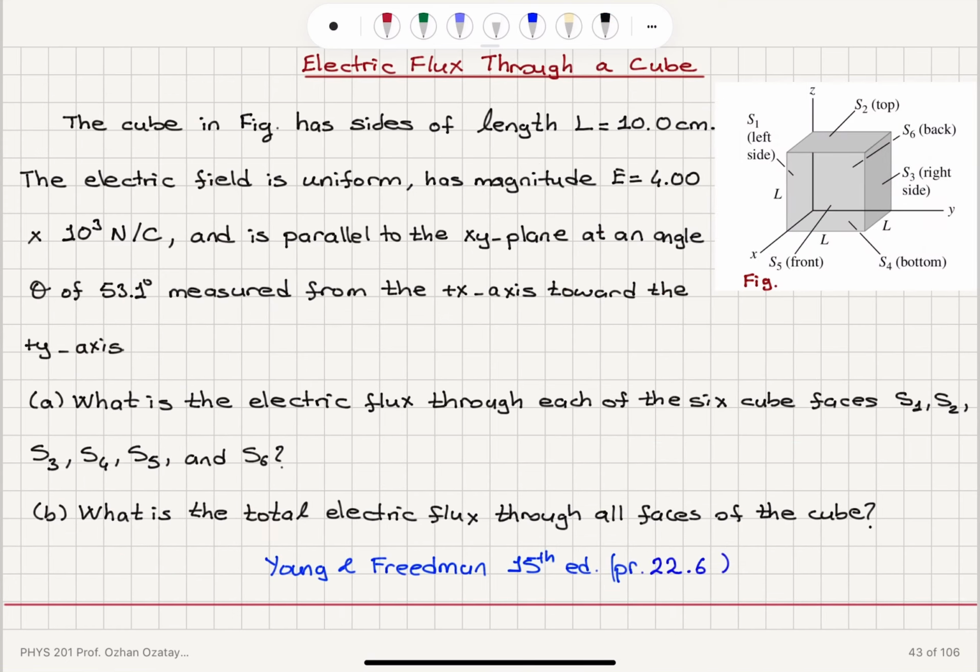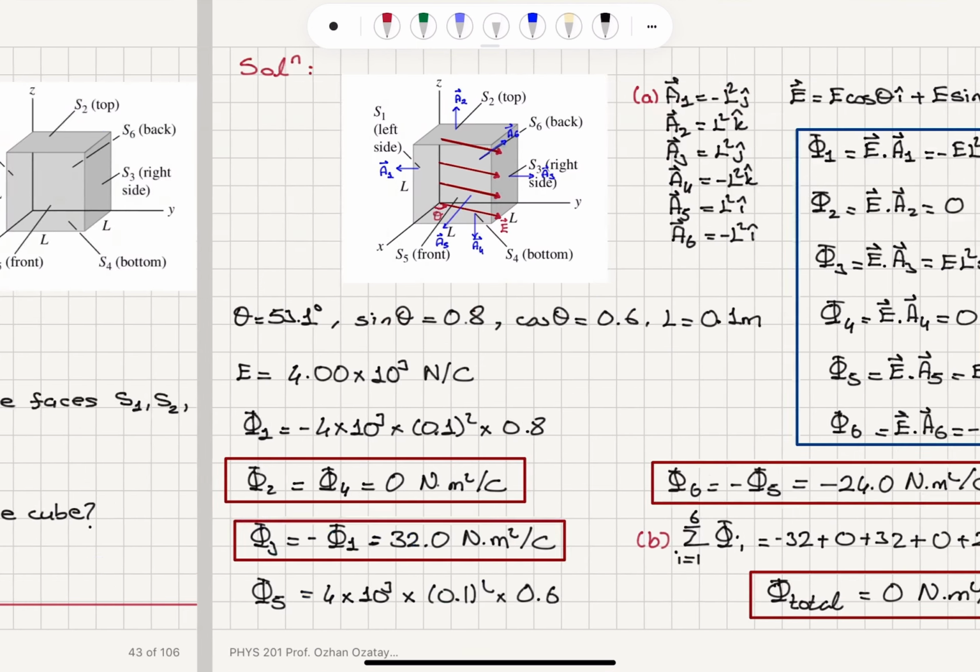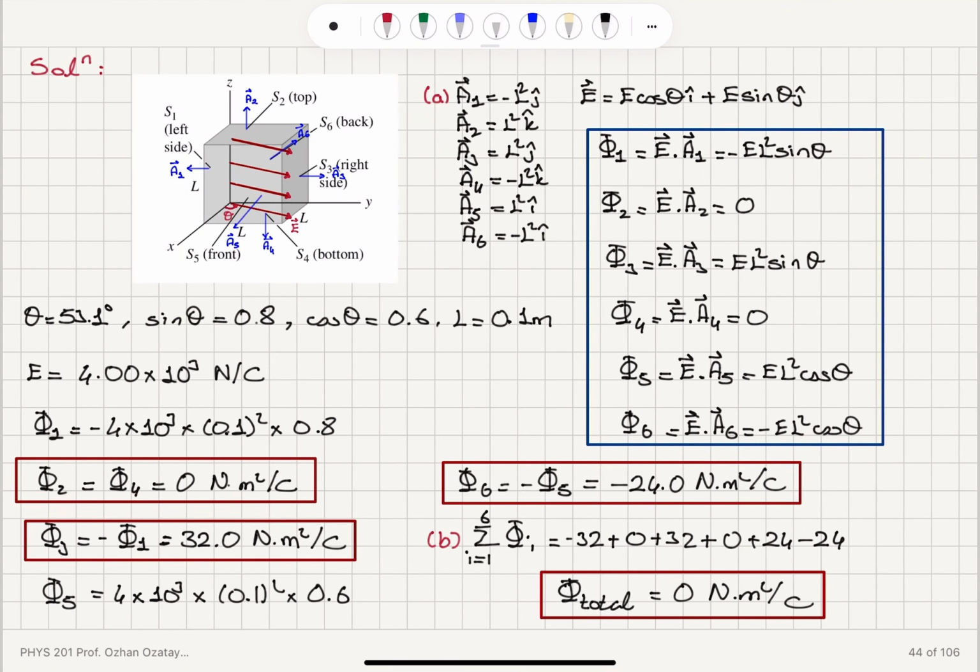All right. So what is the total flux? It is 0. Why is it 0? Because the cube doesn't contain any charge. So according to Gauss' law, when the charge enclosed is 0, the total flux through this cube should be 0, and that's exactly what we find by this explicit calculation.